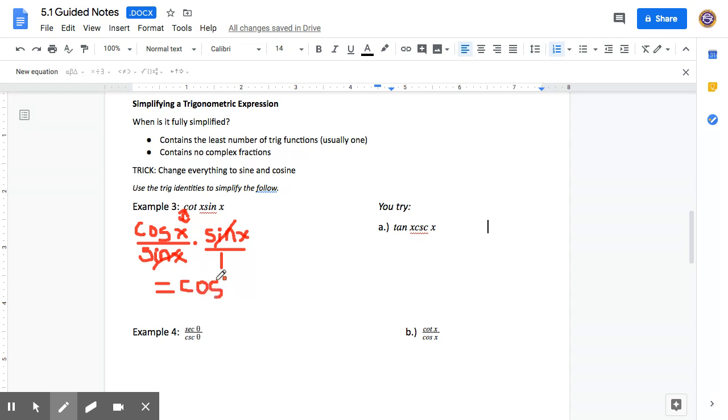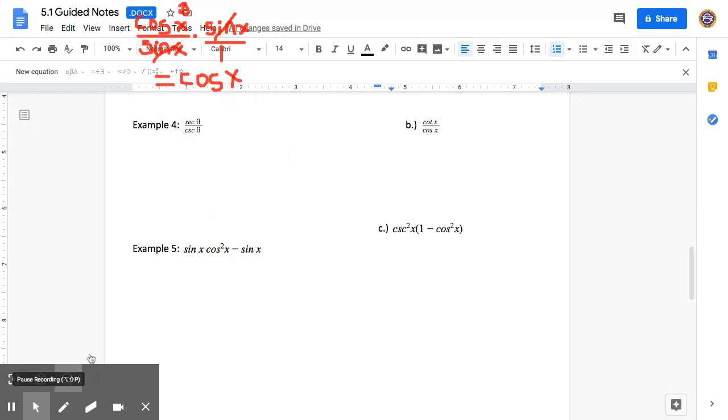So now if we go back to the rules for what makes something simplified, it contains the least number of trig functions, usually 1. So here we have 1 trig function, so we are done simplifying. So now we are going to move on to our next example, example 4.